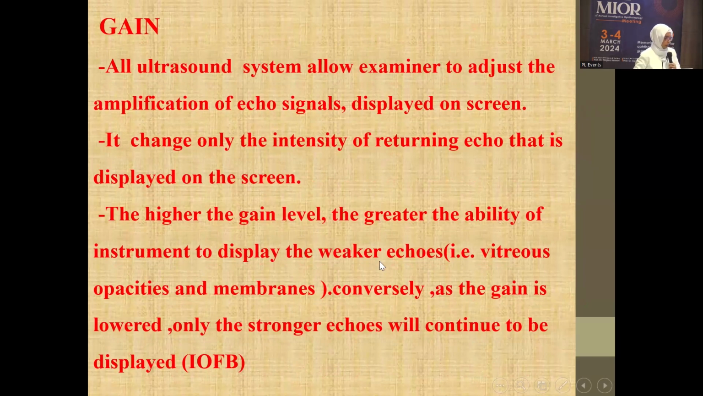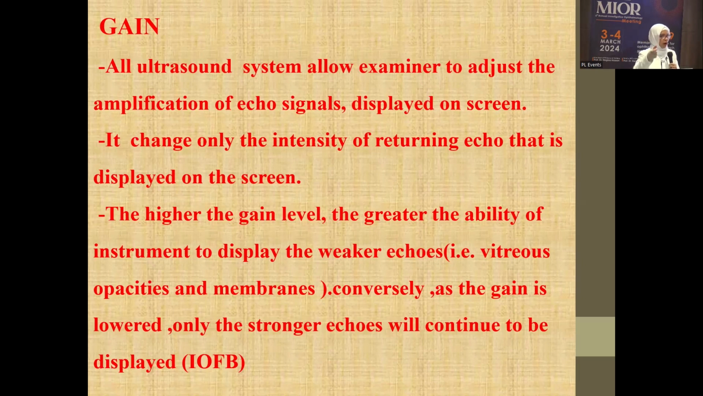So, when I want to see vitreous opacities, and these vitreous opacities are very weak, I will increase the gain just to see them very well, okay? When I want to see an intraocular foreign body, which usually gives a very high echo, I will decrease the gain, so any noises will disappear, and only the echo of the intraocular foreign body, which is high, will still be present on the screen.